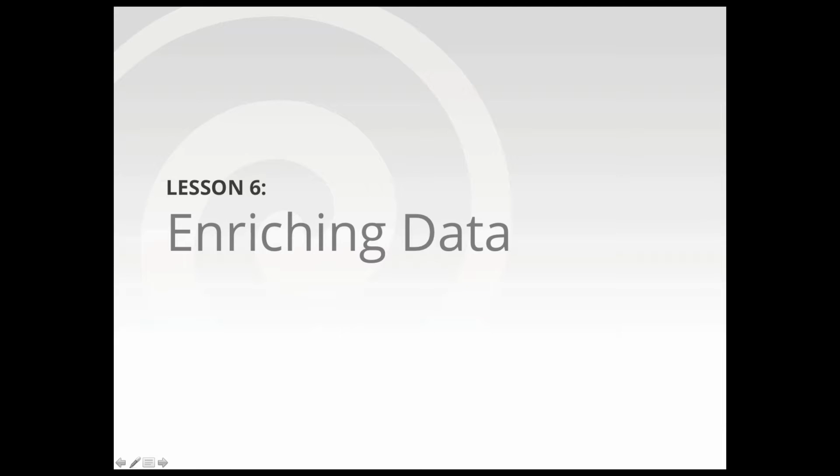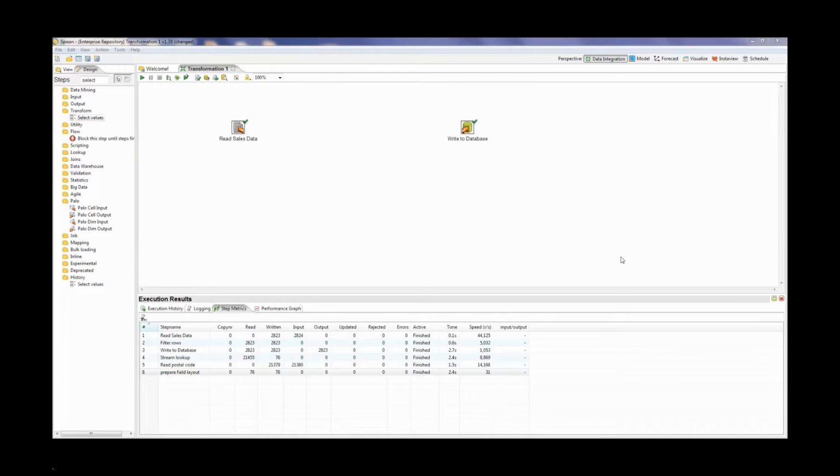Pentaho Data Integration is a comprehensive ETL platform allowing you to access, prepare, analyze, and derive value from both traditional and big data sources. This lesson is a continuation of the lesson on building your first transformation. Here we will introduce the preview feature of PDI and use a combination of steps to cleanse our data by looking up missing postal code information.